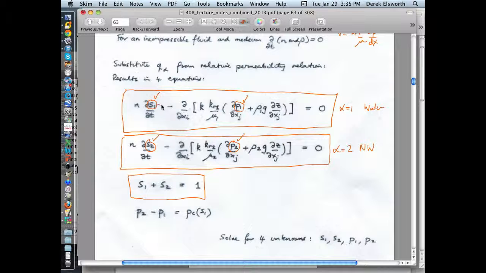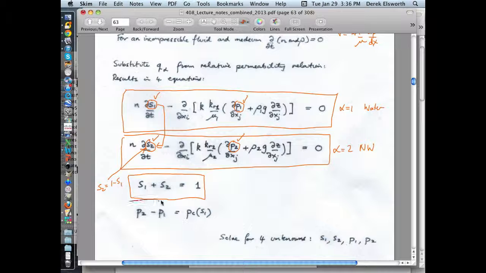And so you can intrinsically, for instance, write S2 and substitute into here as what? S2 is equal to 1 minus S1. So in other words, we don't have S2 anymore, we have S1, P1, and P2. And we have some way of being able to link these.